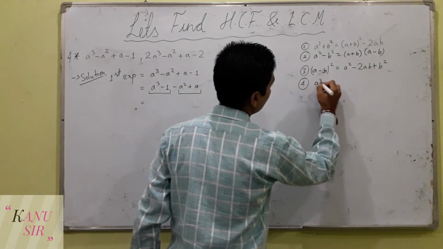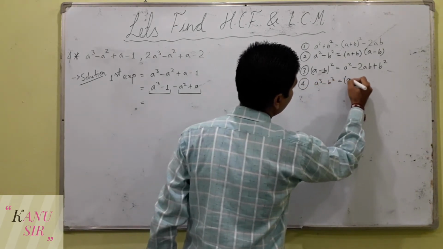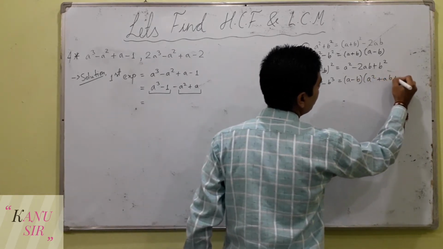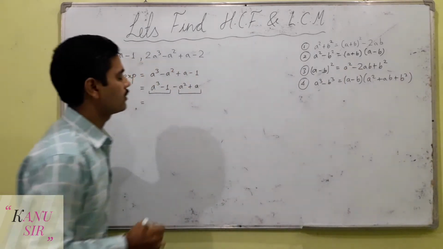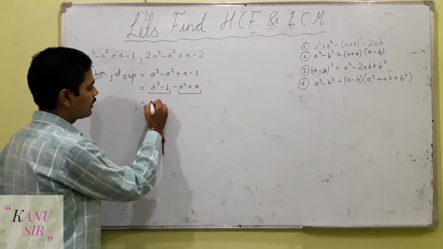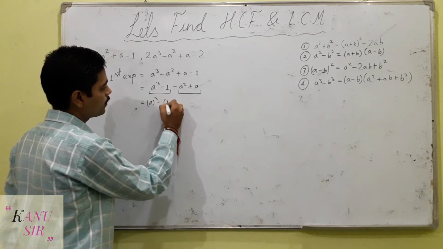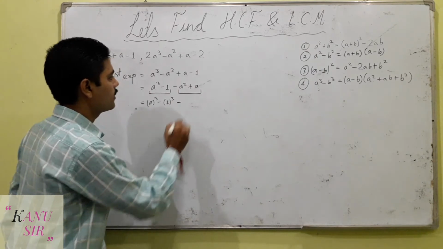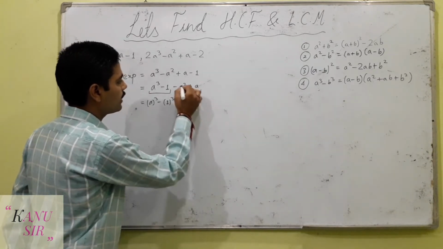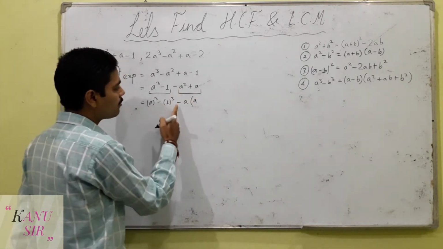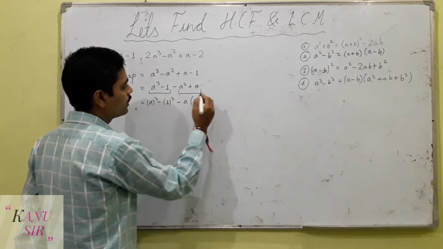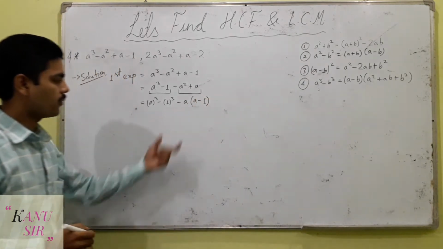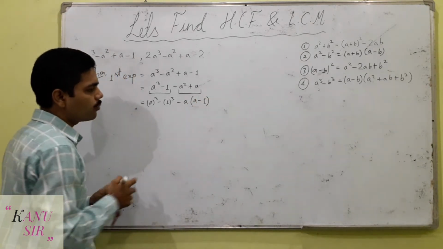We have a cube minus b cube, then we will get the formula a minus b, a square plus ab plus b square. Similarly, this also looks like a cube minus b cube, and from these two terms you can take minus a common, then you will get a left here, and because minus is common from the plus also, you get minus here, and a is already out, so there is 1 left.